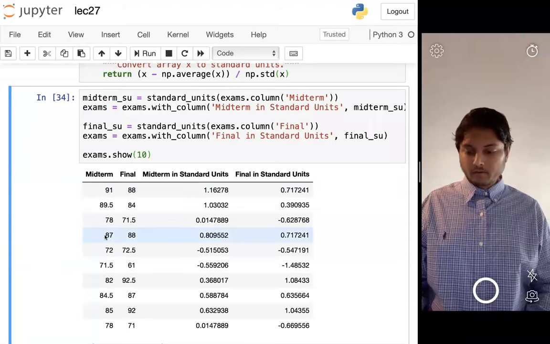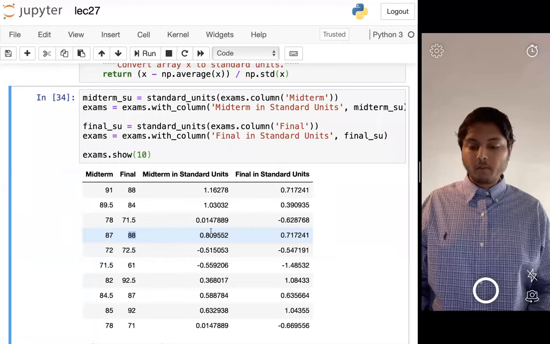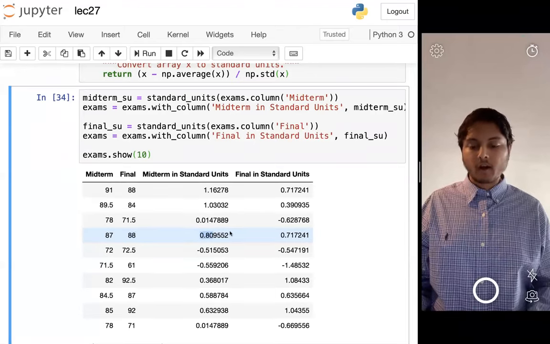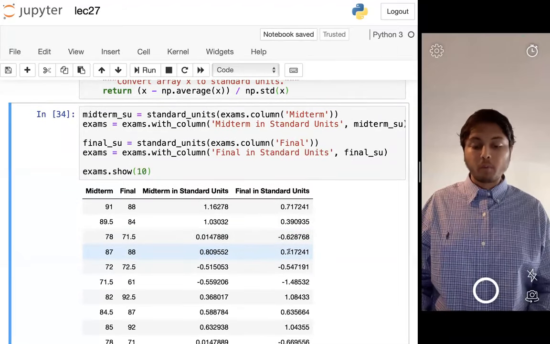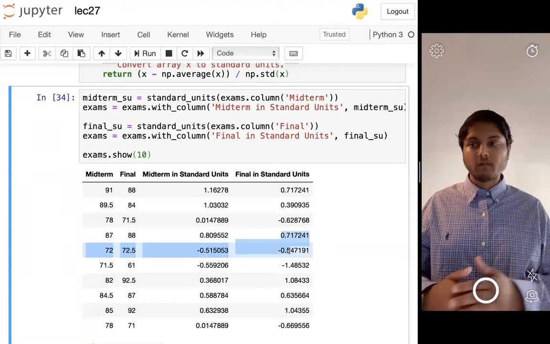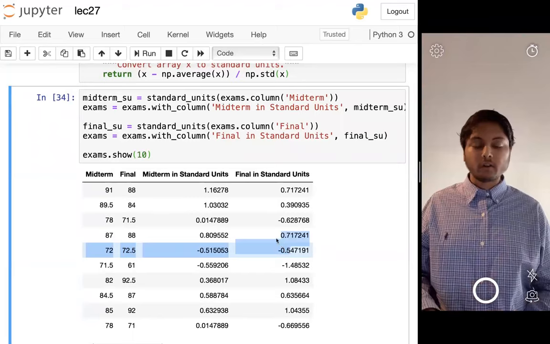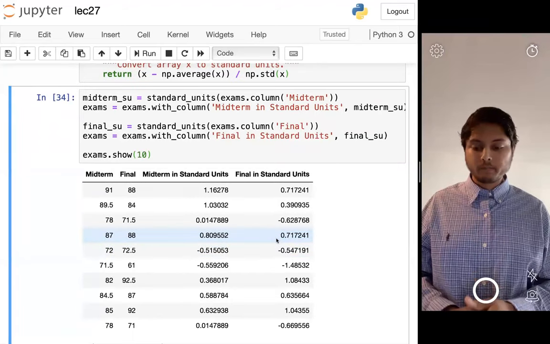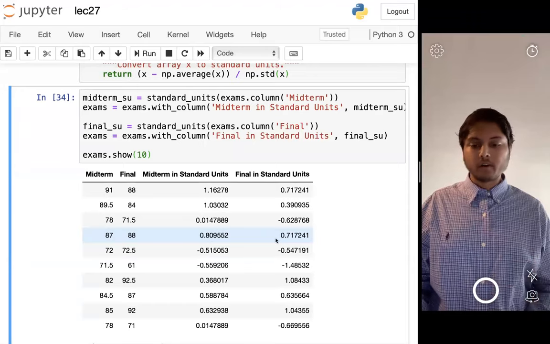And then this one's pretty interesting. This person got an 87 on the midterm and an 88 on the final, so they got a higher score on the final. But if you look at the actual relative performance, the 87 was 0.8 standard deviations above the average, whereas the 88, which is a higher raw score, is 0.7 standard deviations above the average. So in terms of how well they did relative to the average, it was actually a little bit lower on the final, even though the raw score was higher. And so this allows you to compare these two distributions now.